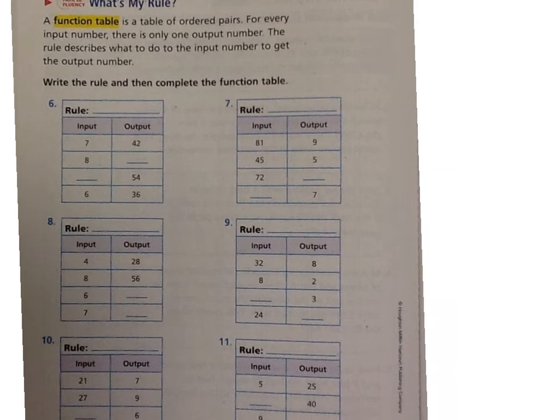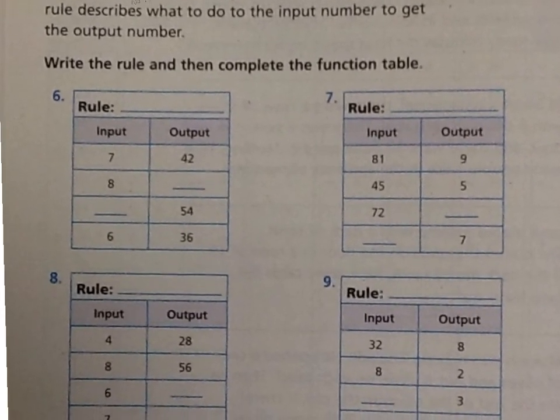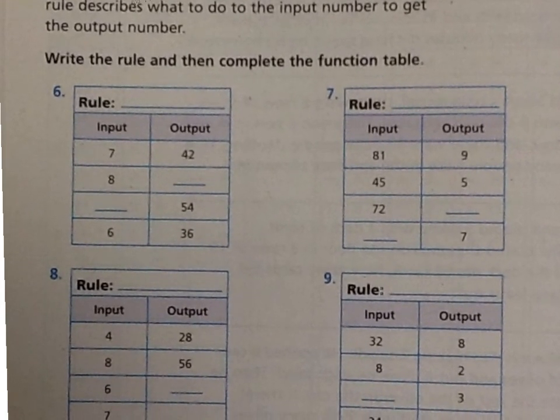For every input number, there is only one output number. The rule describes what to do to the input number to get the output number. It says write the rule and then complete the function table. You can't just look at the first one.